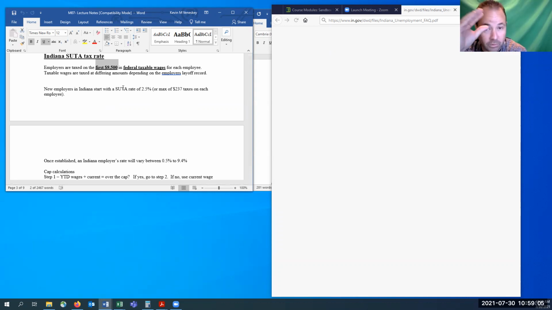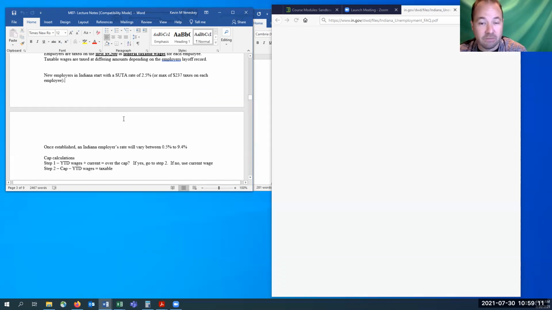And so those companies are very, very low. All right, so since Indiana, the state, doesn't know how much employees are going to be withdrawing from it, if you're new, everybody starts out at 2.5%. That's the new rate. And I want you to remember that one. 2.5% is the Indiana rate for new employers.